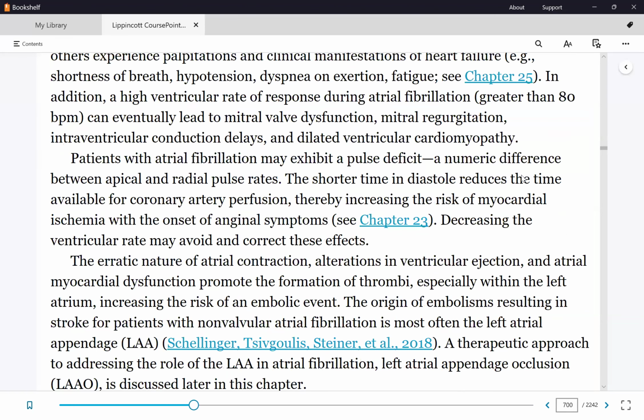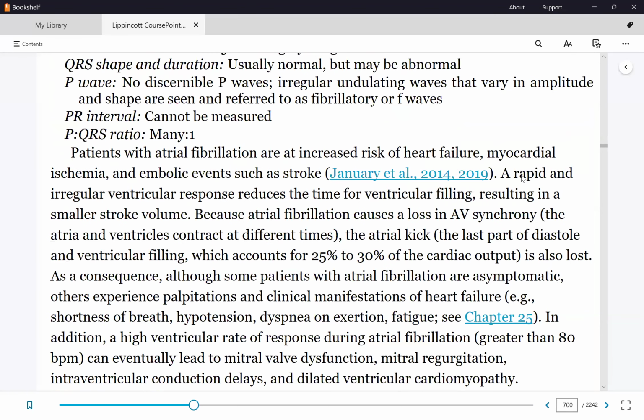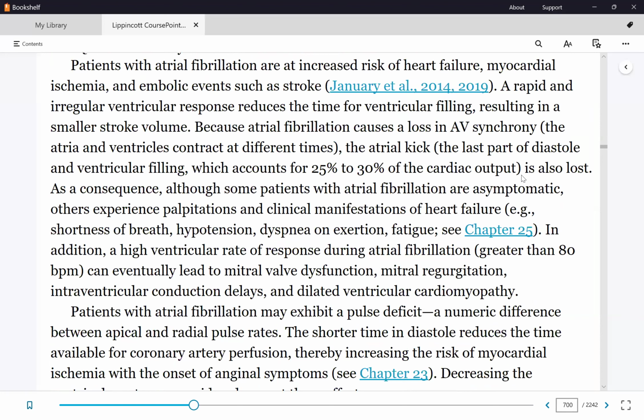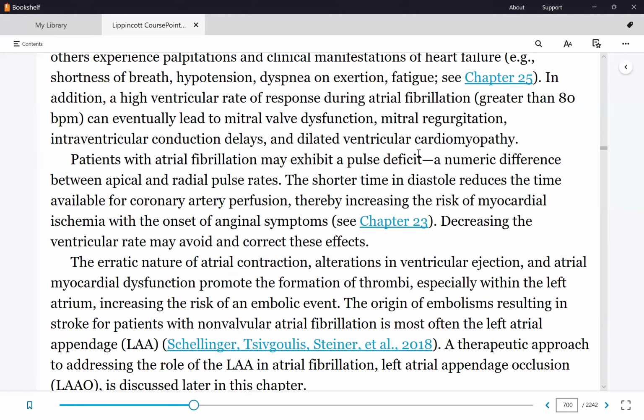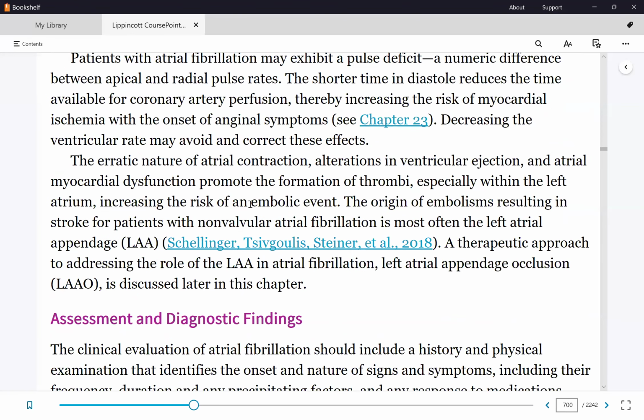All right, let's look at the other options. So let's say the patient is old, 80, 90. Is it safe to put these patients on anticoagulants? No, because they fall, right? They fall, hit their head, bleed to death. So for those patients, there are non-pharmacologic options. One is, let's go now to the last paragraph before assessment and diagnostic findings.